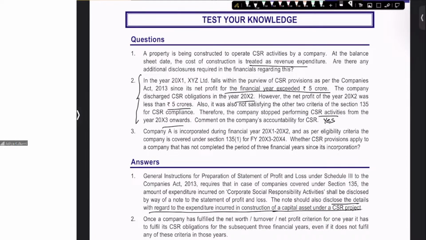You cannot say that, because I am in a scenario where I look at the preceding year, and in the preceding year, the net profit was less than 5 crore. You did not meet the two criteria. So in 20X3, there is no need for you to perform CSR activities. Yes, correct treatment.